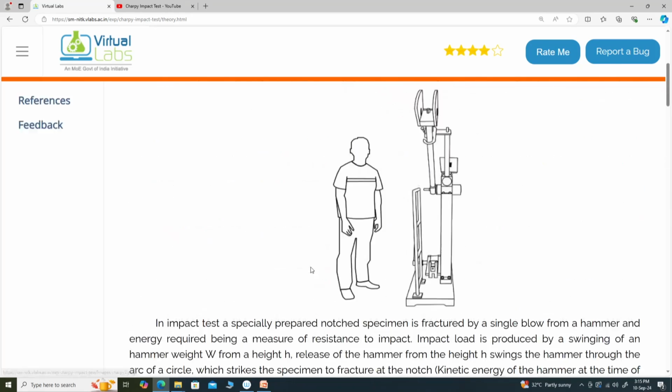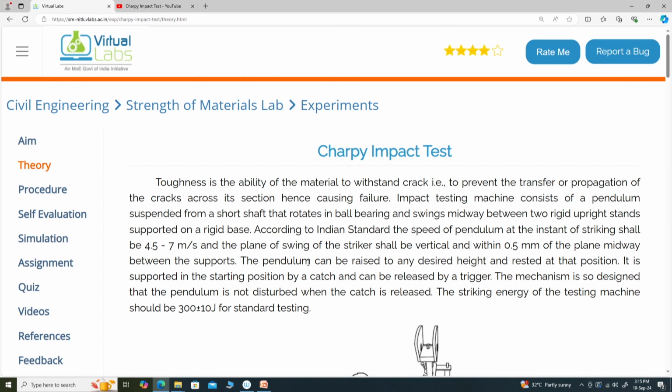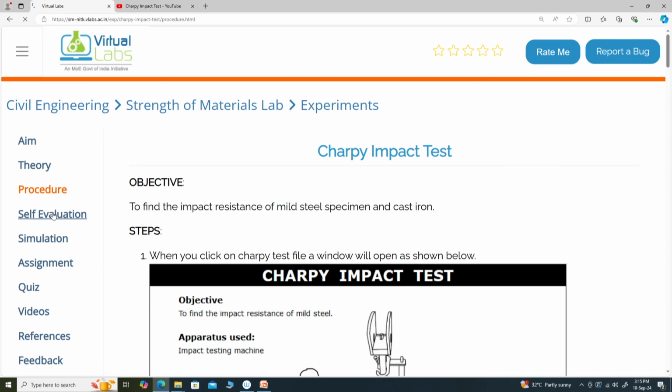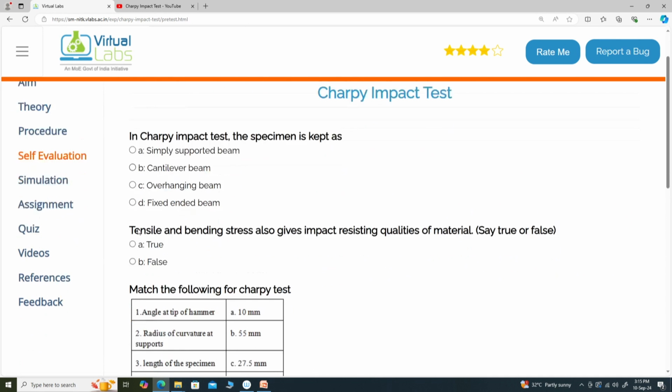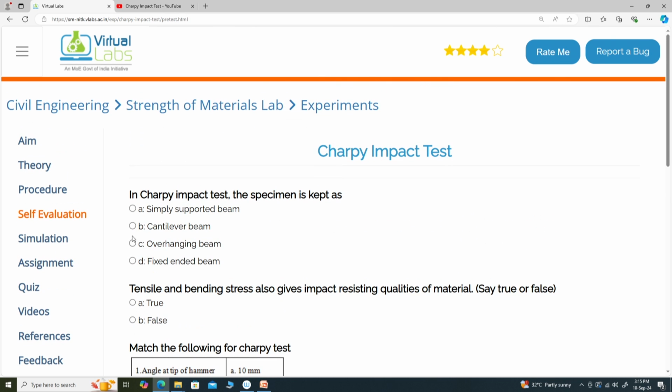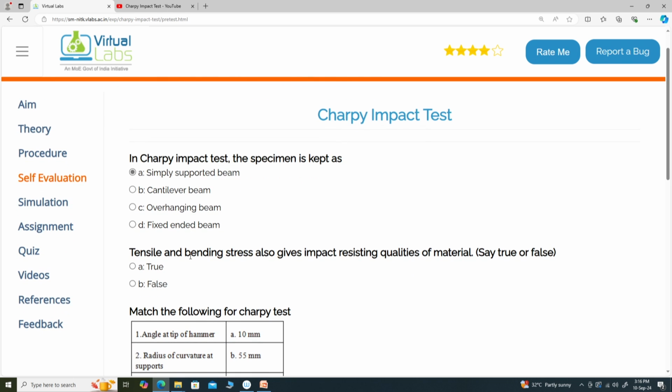So these all are the standards developed by different standard organizations such as ASTM or certain ISO standards. Let us go through the evaluation questions first. In the Charpy impact test, the specimen is simply kept there, so we can select here that it is kept as a simply supported beam. It is not overhung, it is not cantilever, it is not fixed at any end, it is just kept there.